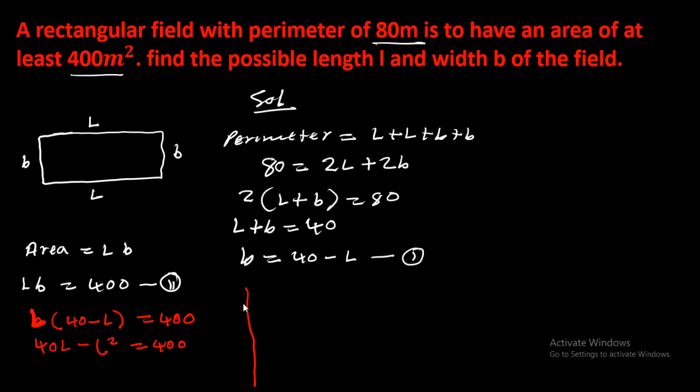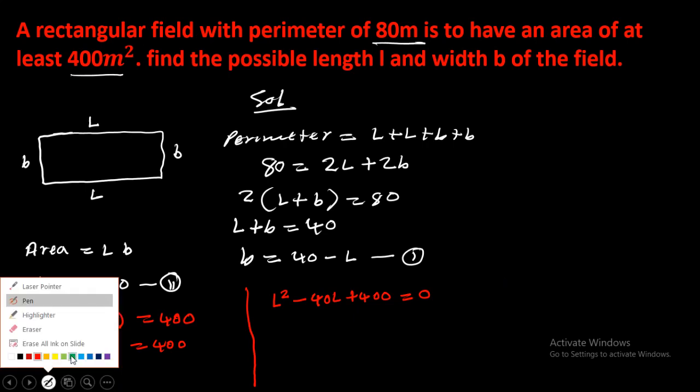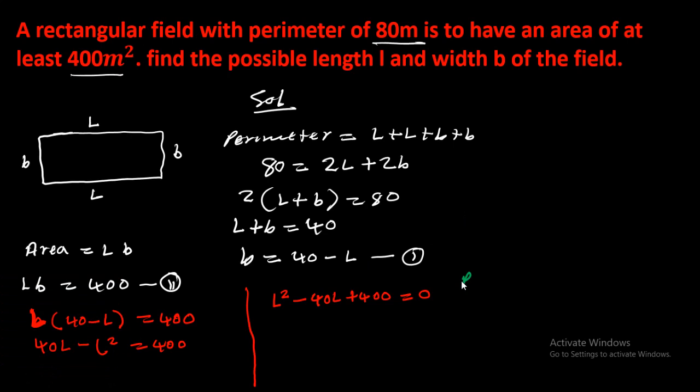So when we do that, this will give us L squared is simply equal to minus 40L plus 400, which is simply equal to 0. Then when we reach this point, we can look for the product, sum, and the factors.